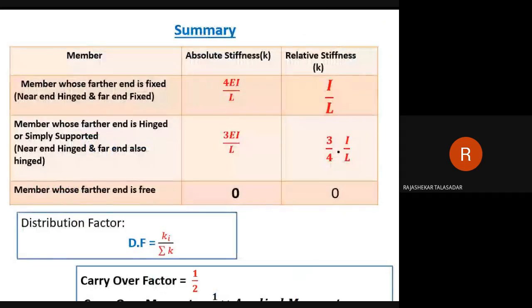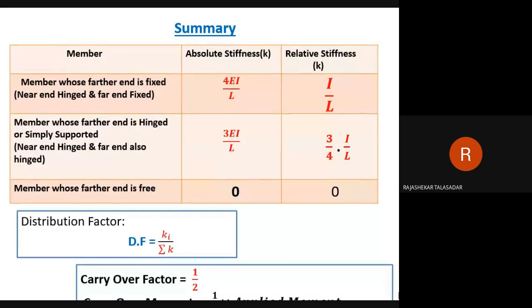Now, let me briefly recap what we did in the previous classes, because these things are required to understand further. You already studied absolute stiffness and relative stiffness. For the member whose farther end is fixed, the absolute stiffness is 4EI by L, whereas the relative stiffness is I by L. Similarly, for the member whose farther end is hinged, the absolute stiffness is 3EI by L, and the relative stiffness is 3/4 of I by L.